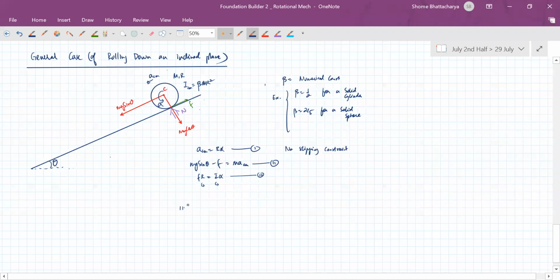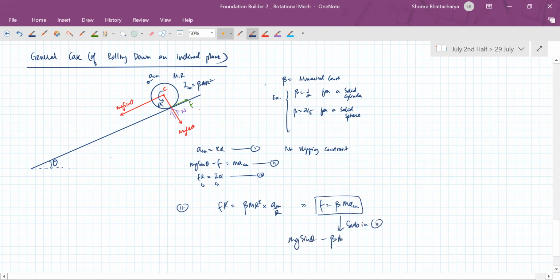So the third equation, beta times mr square into ACM by R, gives us that the friction is beta times M ACM. Now substitute this in the second equation. So we get mg sin theta minus beta times M ACM is equal to M ACM. This gives us the general equation that acceleration of any body rolling down an inclined plane is given by the formula g sin theta divided by 1 plus beta.